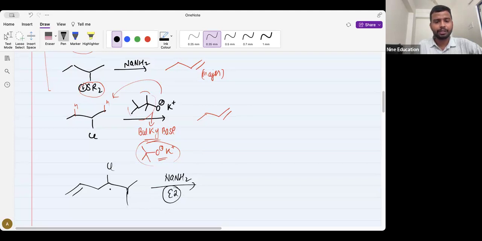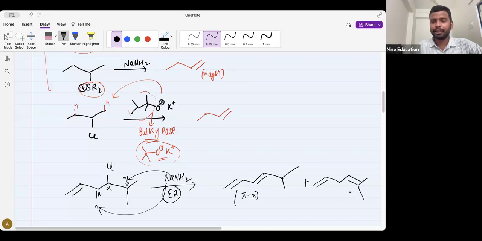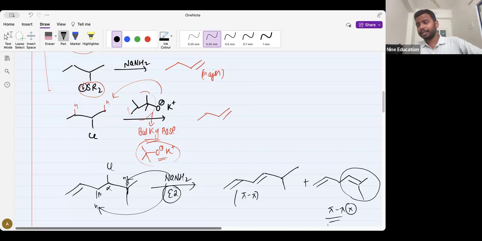What will happen? So it is alpha, this one is beta, this one is beta. You have to remove beta hydrogen. Here you have one hydrogen, here you have one hydrogen. But if I remove from here, I will get resonance, I will get conjugation. Look, pi conjugation I get. But if I remove this hydrogen from here, I will get this, and this is not pi conjugation, there is no pi conjugation in this.